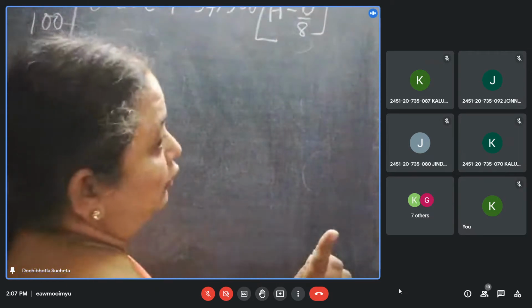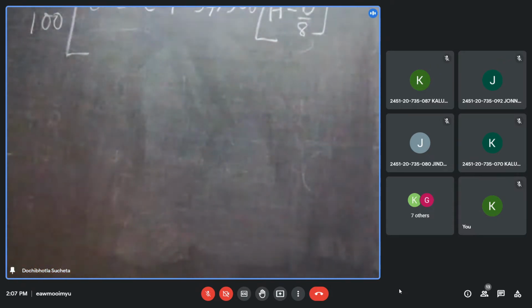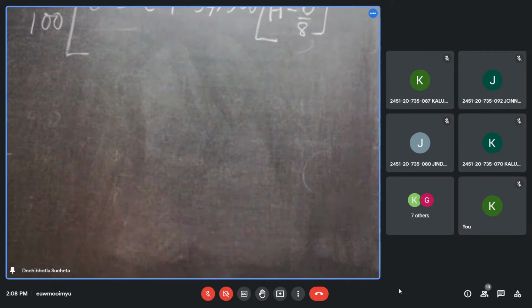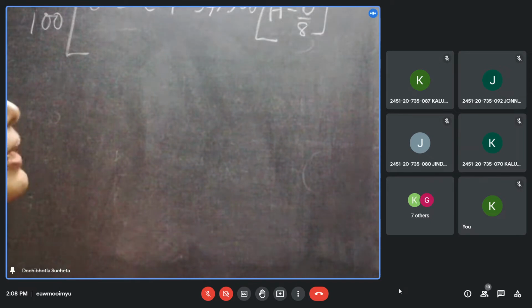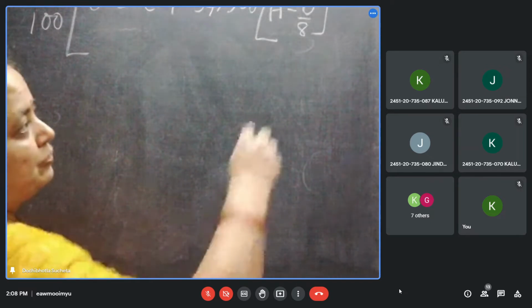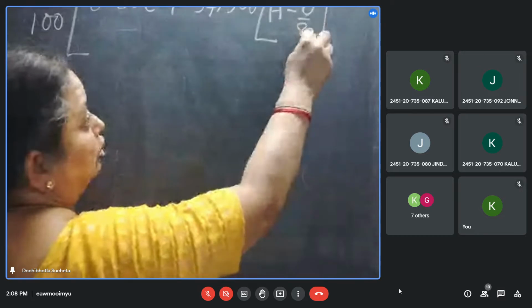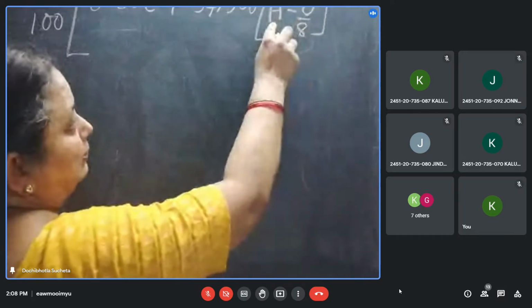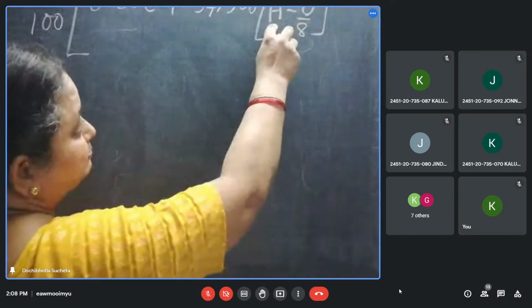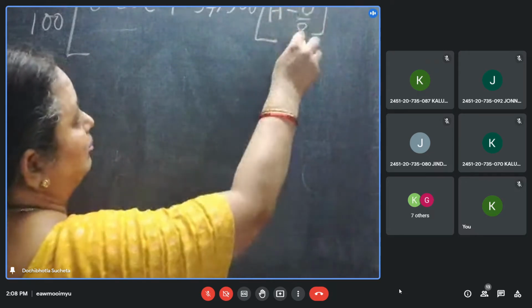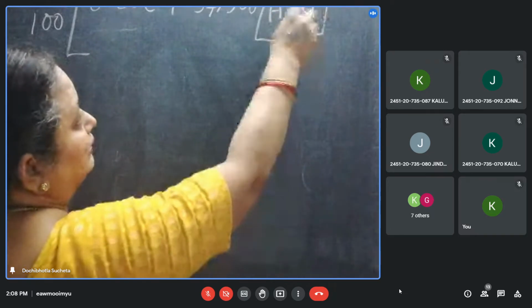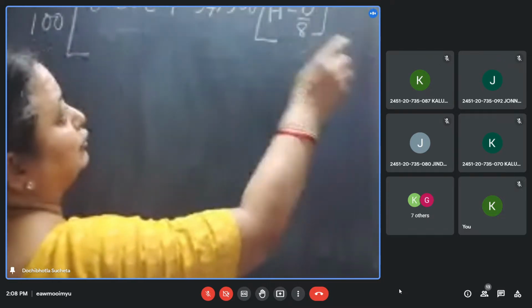I told you, in fuels, oxygen is never available free. It is always present in the combined state with hydrogen as moisture, which actually decreases the calorific value of the fuel. So how much combined hydrogen will be there? O by 8 amount of combined hydrogen or fixed hydrogen will be there. Capital H is the total amount of hydrogen, and H minus O by 8 is the available hydrogen, which gives the calorific value to the fuel.